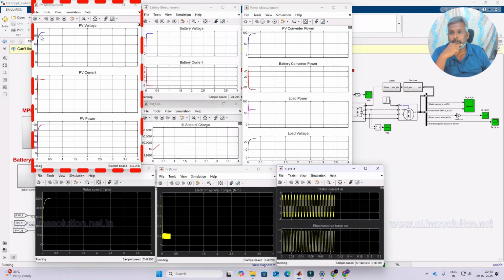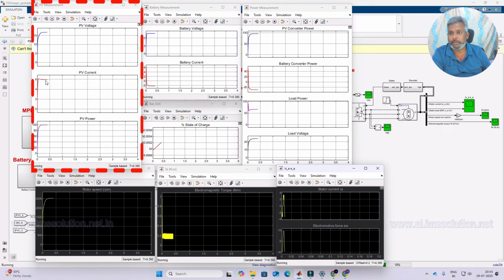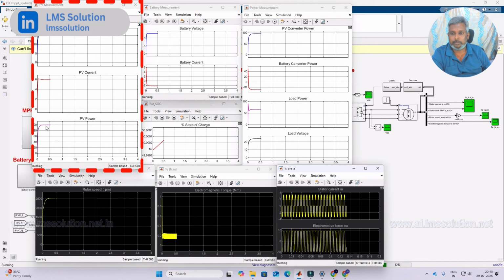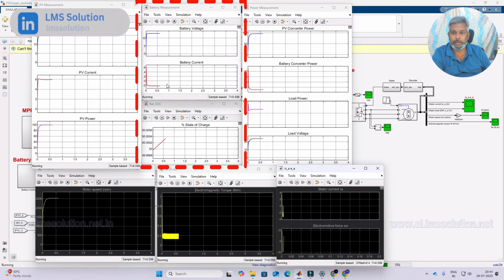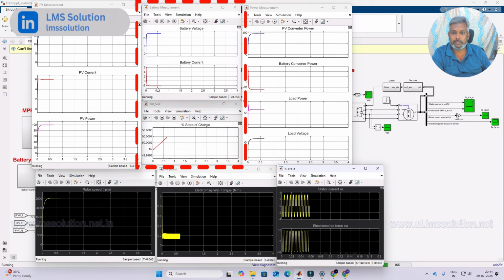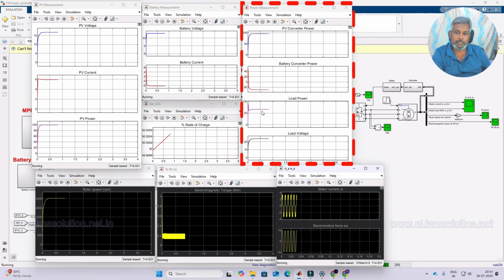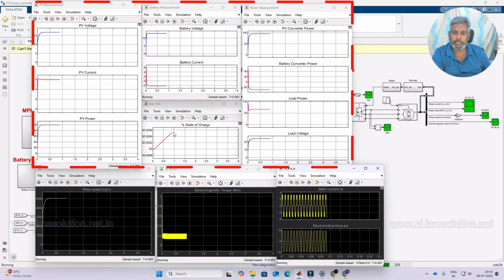So this is the PV voltage. The PV voltage is maintained around 17 volt. This is the PV current maintained around 6 amps, and the PV power is around 100 watts. This is the battery voltage and this is the battery current. The battery current is negative, which means it is in charging mode, because the load power is only around 60 watts. So excess power will be used to charge the battery.